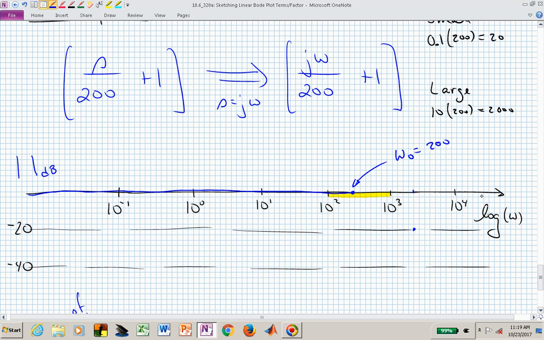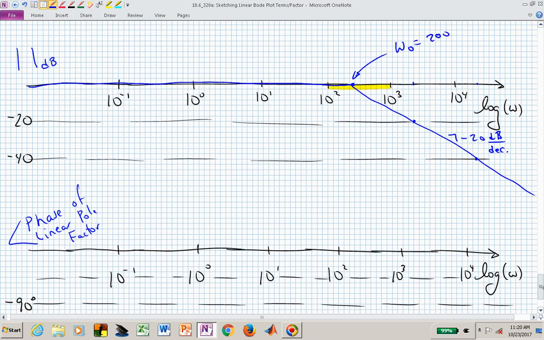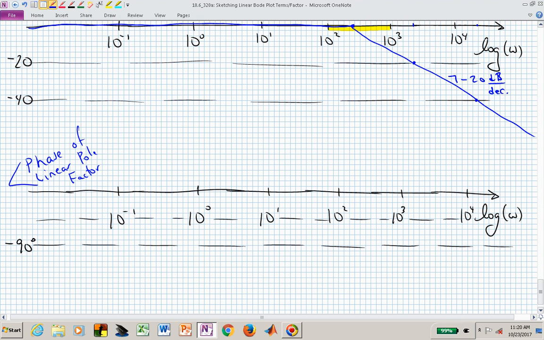At 20,000, which is 30% of the distance between 10,000 and 100,000, will be 20 dB down from there. And now we can simply connect those with a straight line. And I'm straight line challenged, but hopefully you see that this is now minus 20 dB per decade beyond omega equal 200. And that's now the magnitude sketch of this linear factor, where the linear factor is j omega over 200 plus 1. The phase is now, because it's a pole factor, it's down.